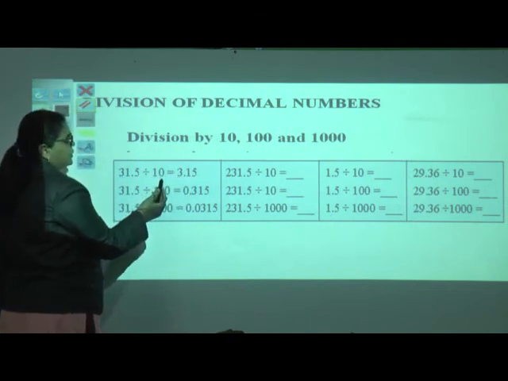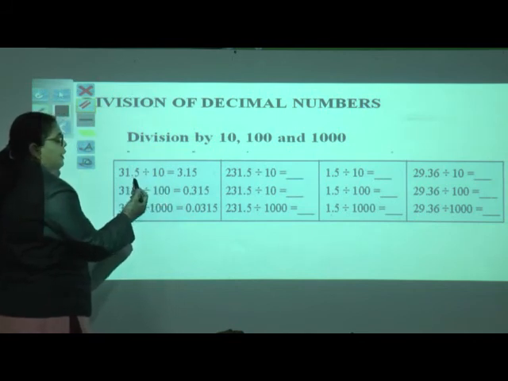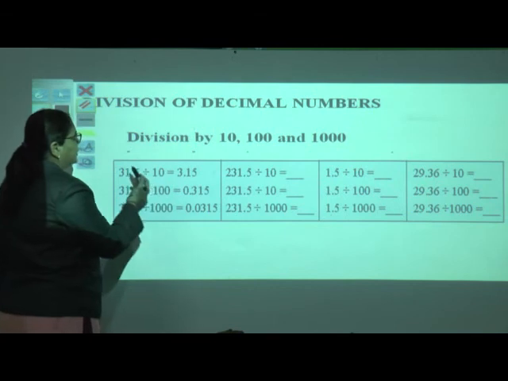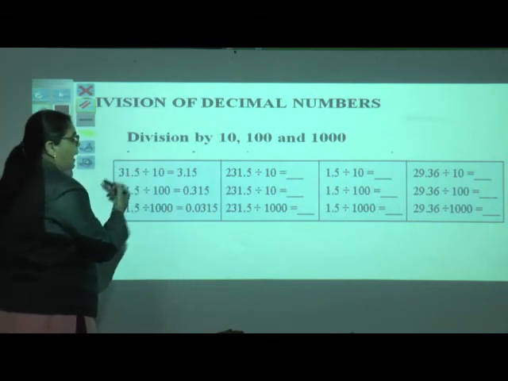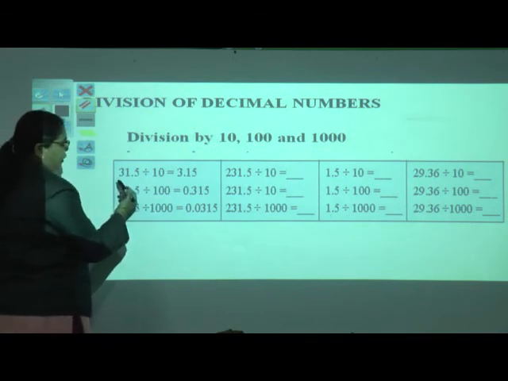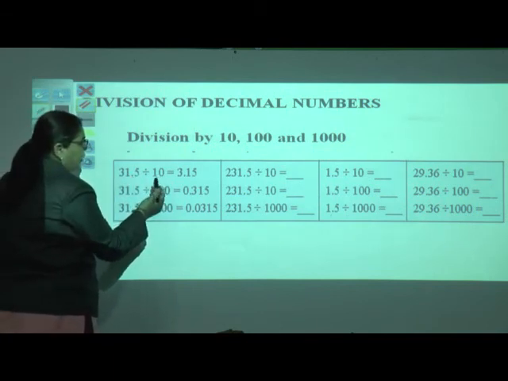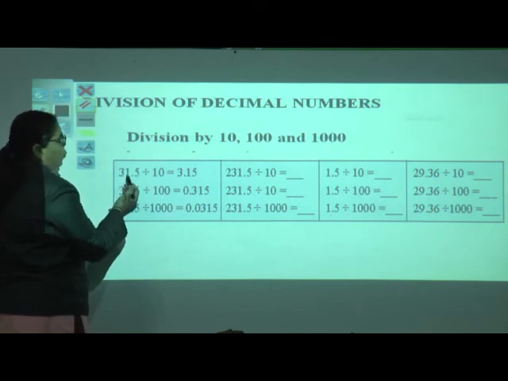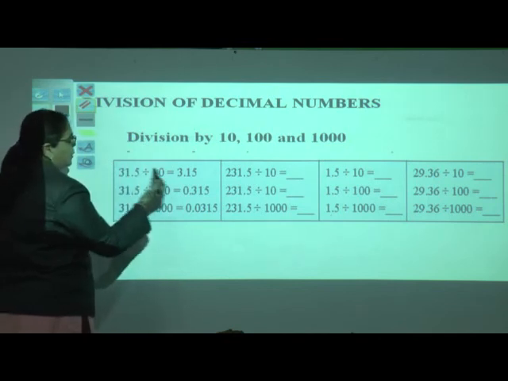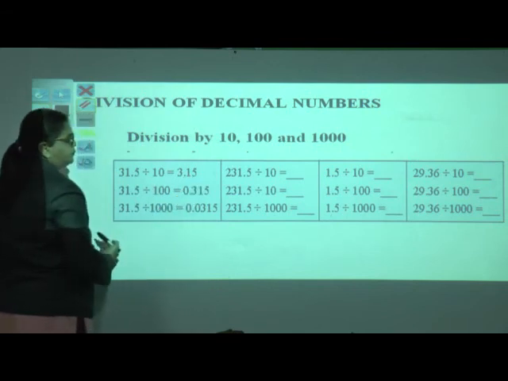Here we have 1 zero in 10. So in the division, the decimal will jump one step back, or we can say to the left-hand side. 1 zero in the 10, so the decimal will go back one digit, so it will be 3.15.